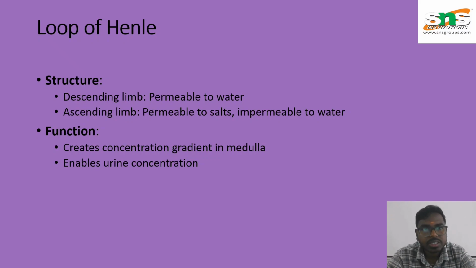Next we're going to see about the loop of Henle. The structure of the loop of Henle generally consists of two limbs, the descending and the ascending limb. The descending limb is permeable to water, and the ascending limb is permeable to salts and impermeable to water. The function of the loop of Henle is to create a concentration gradient in the medulla, which enables urine concentration.